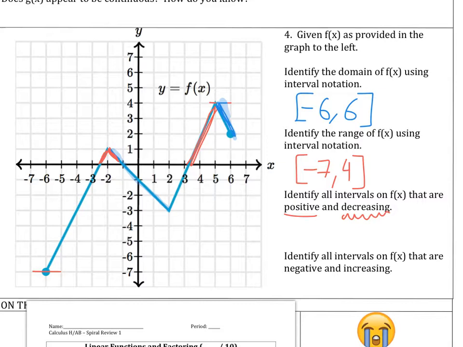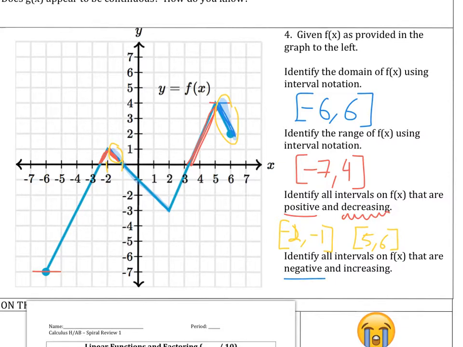And you might notice that we've got two places that are both of these situations. The first is the interval from -2 to -1. And on that interval, we're above the x-axis, but we're decreasing. We've got a negative slope. The other one is from 5 to 6. And on that interval, we are positive. We're above the x-axis, but we have a negative slope.